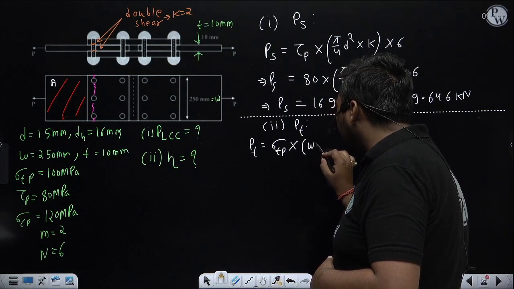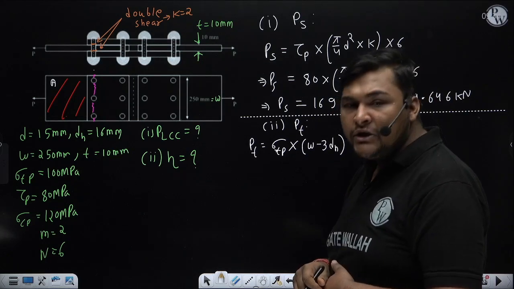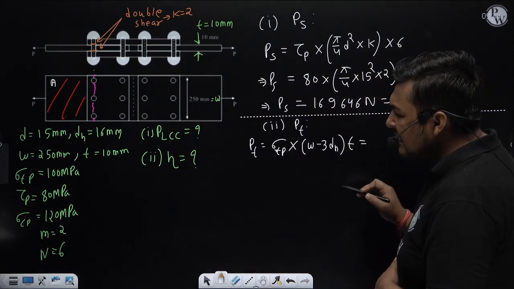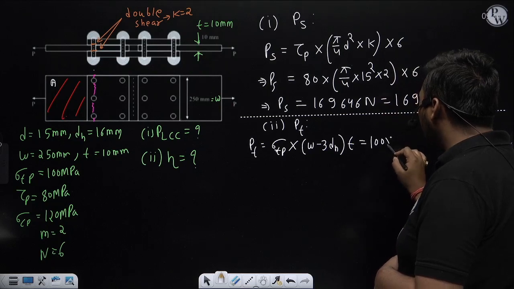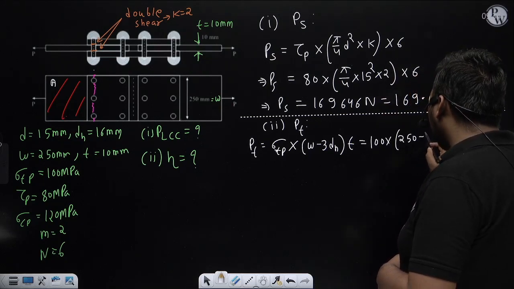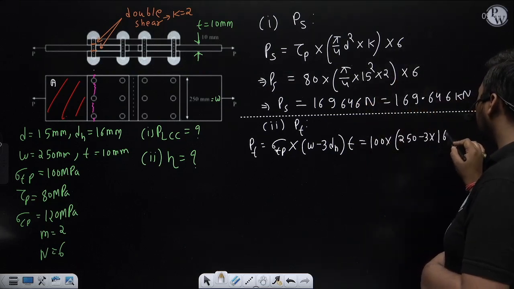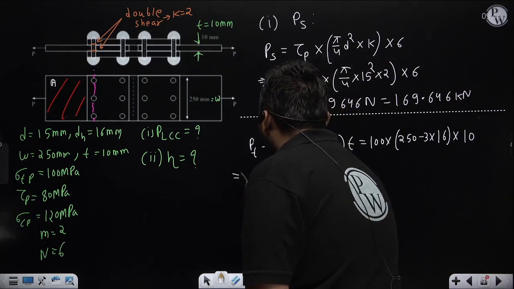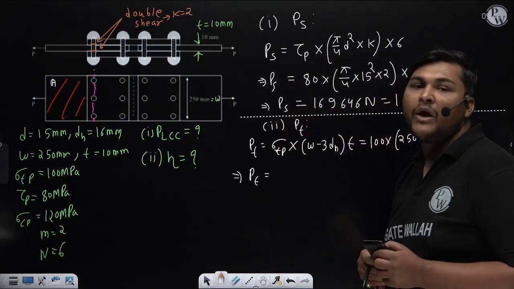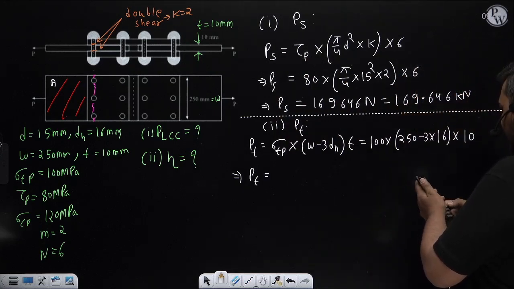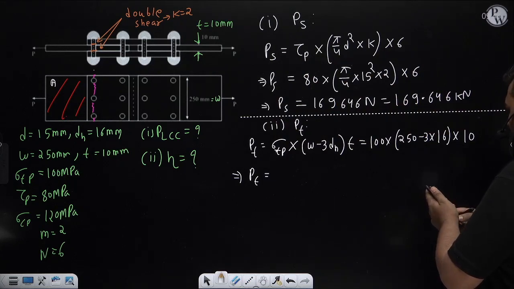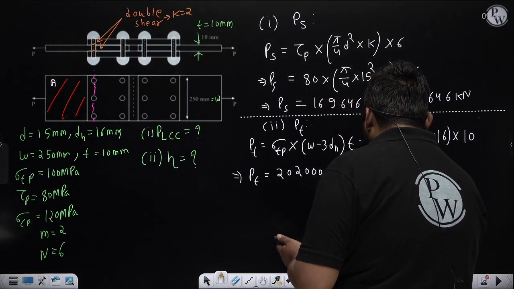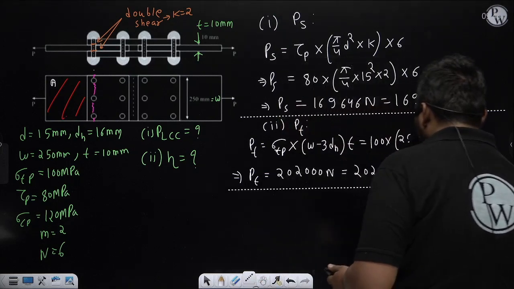So the effective width in this plane will be w minus 3ds, into the thickness of plate A, which I am denoting as small t. Now, what is the value of sigma tp, the permissible tensile stress of the plate? It is 100 megapascal, into w, the width of the plate, which is 250 mm, minus 3 dh, where dh is the diameter of the hole, 16 mm, into small t, the thickness of the plate, which is 10 mm. If you calculate, you will get the tearing load carrying capacity of this plate, that is, the load carrying capacity to avoid tearing failure. After solving, (250 minus 3 dh) into 10 into 100 is coming 202,000 newton. In kilonewton, it will be 202 kilonewton. Okay, so this is the tearing load carrying capacity of this system.